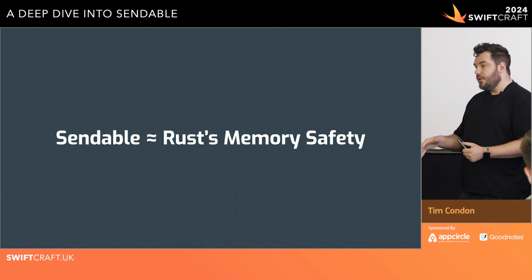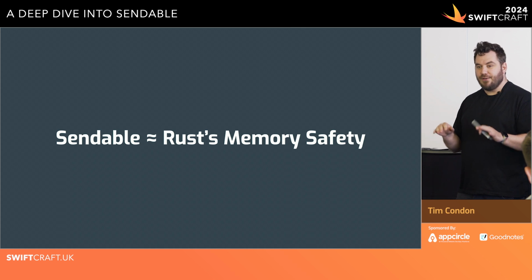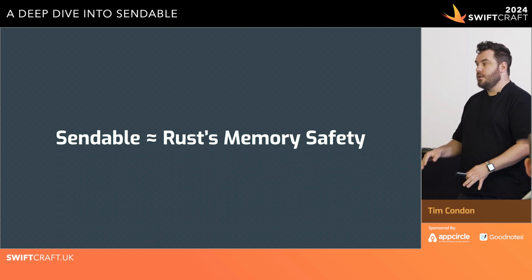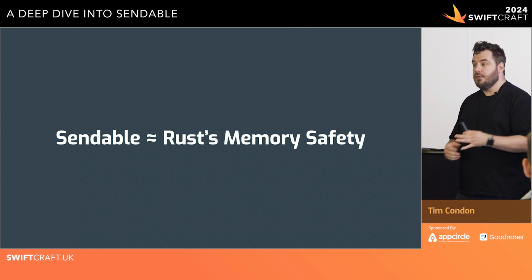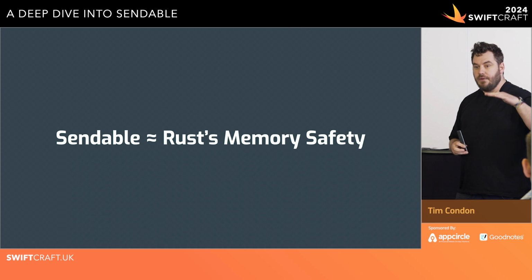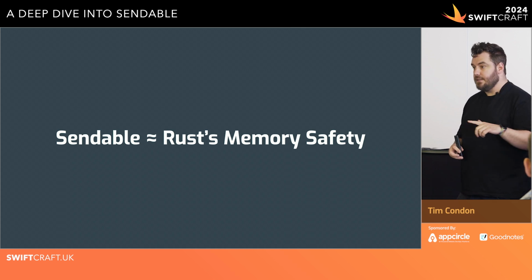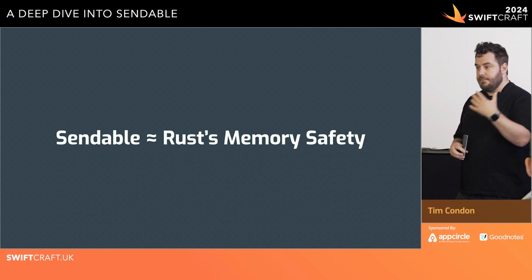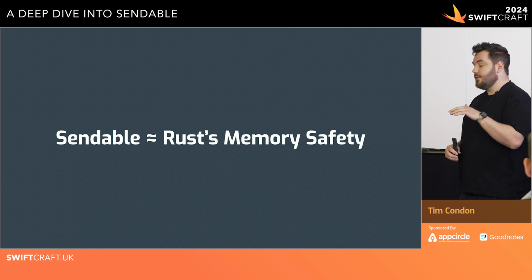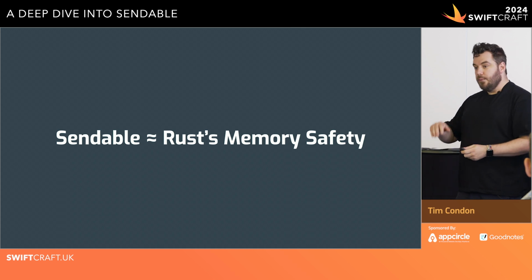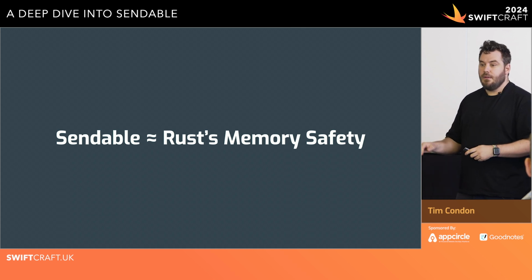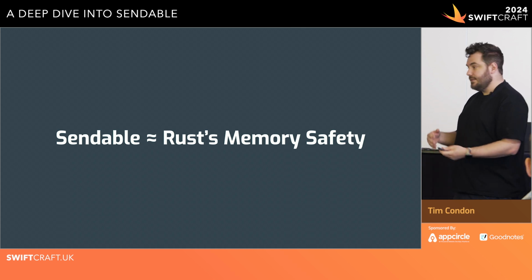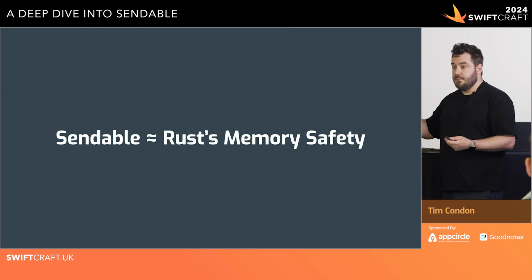It's similar to Rust's memory safety in that it's not similar at all, but it has very similar goals. Both Swift and Rust are very similar languages at a high level. They have very clear, well-defined goals of being safe and explicit around concurrency, memory safety, optionals, those kinds of things. So Swift's Sendable is very similar to Rust's memory safety. They are implemented in entirely different ways, but they have the same goals of trying to make accessing data in concurrent environments safe.